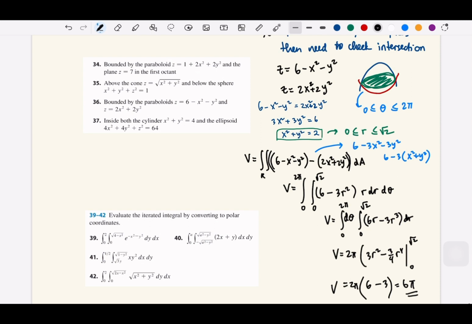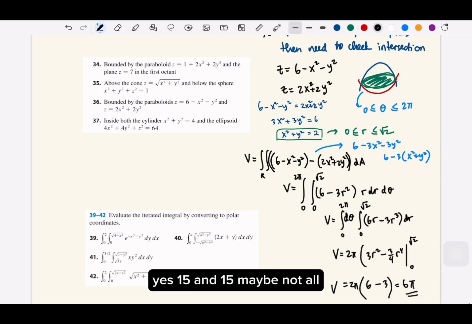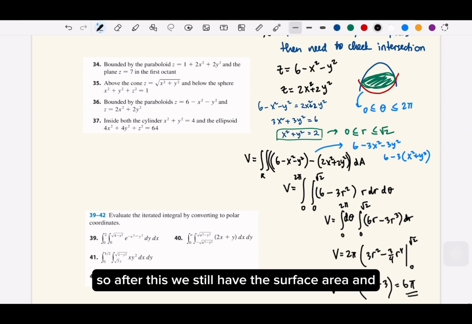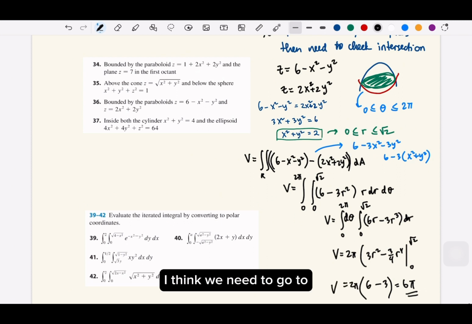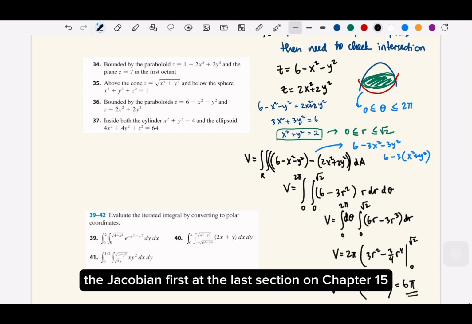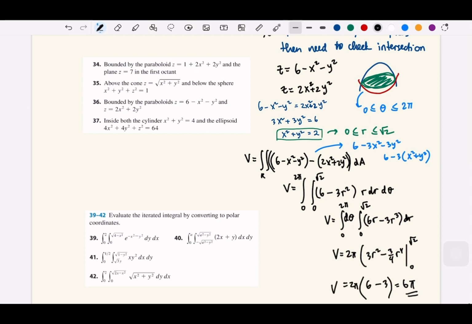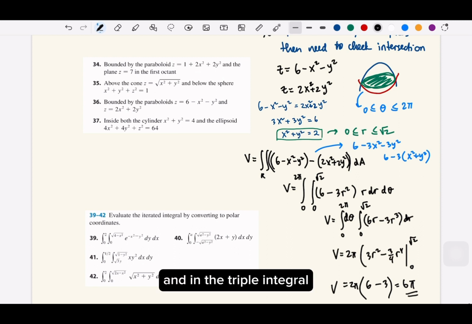But we stop at chapter 15, right? Yes, 15. And 15 maybe not all. So after this, we still have the surface area, and I think we need to go to the Jacobian first. That's the last section on chapter 15. And if we have time, then go to the triple integral. And in the triple integral, there is also another conversion. We say the cylinder coordinates and the sphere coordinates. It requires another conversion. So not only the r theta, but you will have the phi and then another angle.